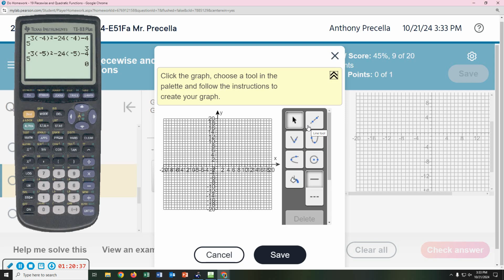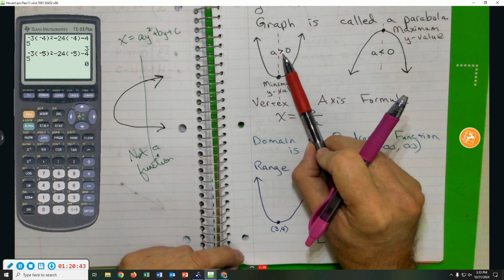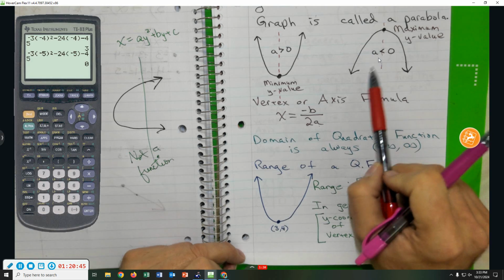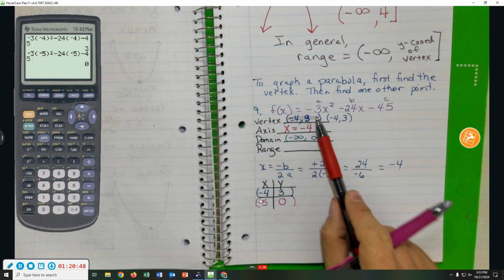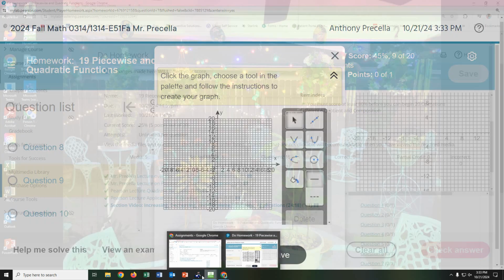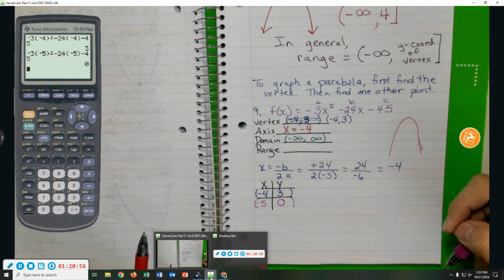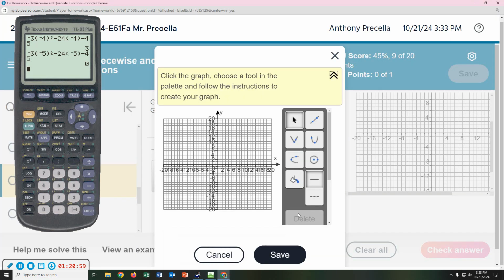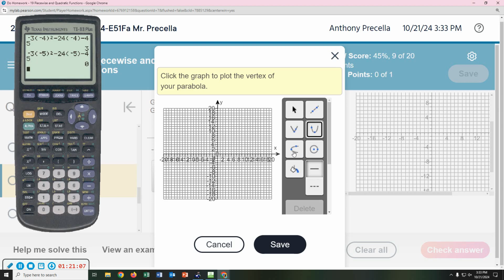The first number is negative, so are we expecting it to open up or down? If A is positive, it opens up. If A is negative, it opens down. Our A value is -3, so we know it's going to open down. But you still use the vertical parabola tool. It's opening up or down. That's the one you click. You're not going to be using the horizontal parabola tool because those things are not functions, and we said we're only graphing parabolas that are functions.